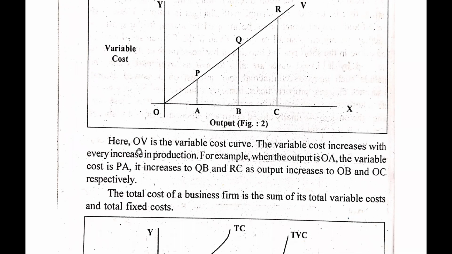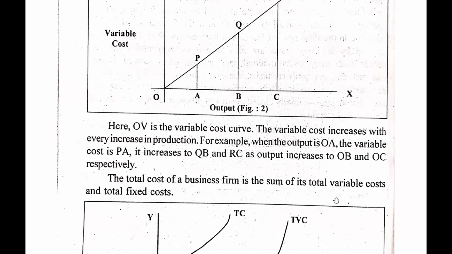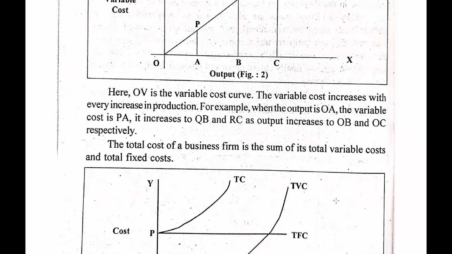So here OV is the variable cost curve. The variable cost increases with every increase in the production. For example, when the output is OA, the variable cost is PA, and according to that graphical format, here we are given the explanation that we really need not read.